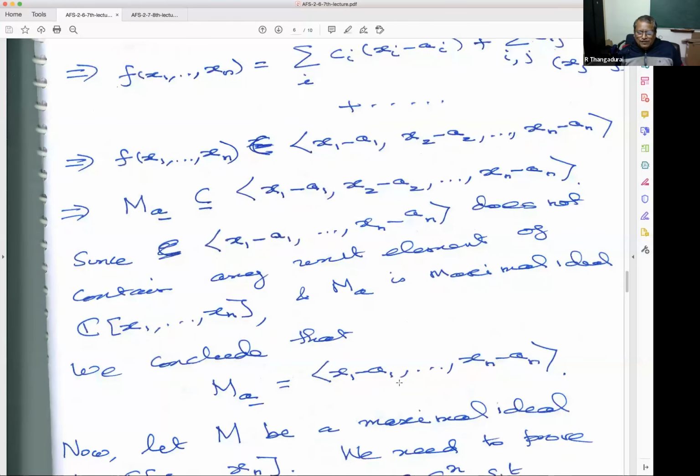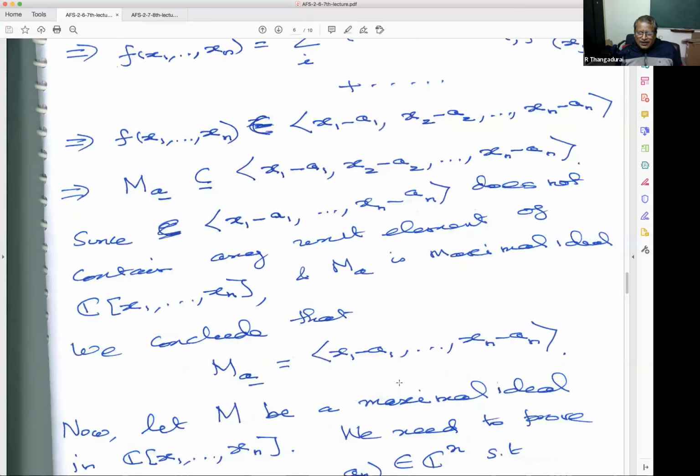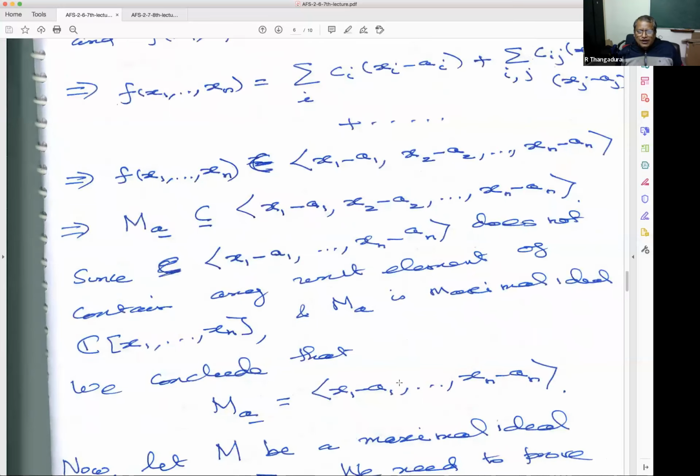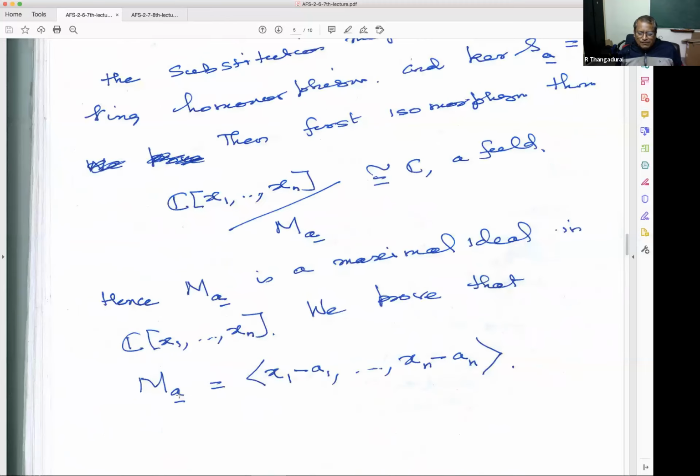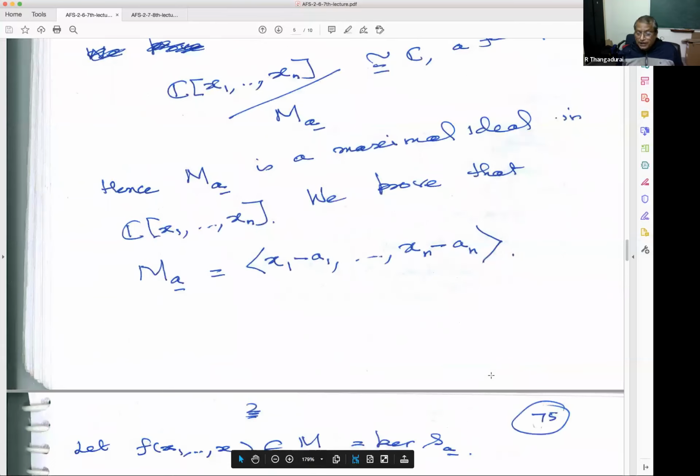So what we have seen: given a point (a1, ..., an) in C^n, we have constructed a maximal ideal M_a, which is the kernel of the substitution homomorphism, which is generated by the xi minus ai's, the linear polynomials, the linear monomials.